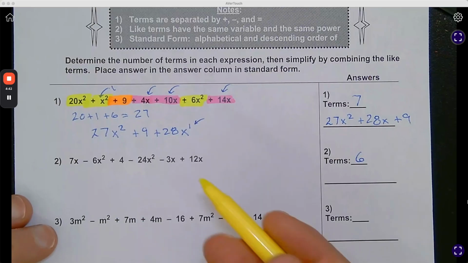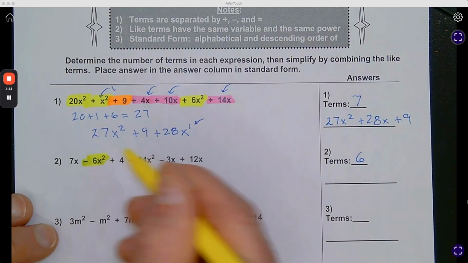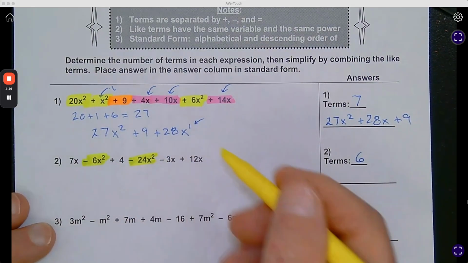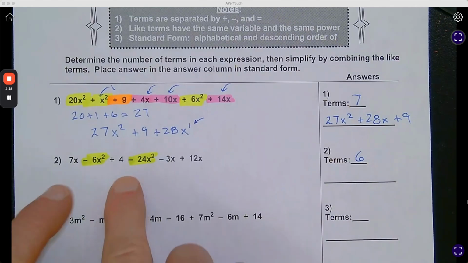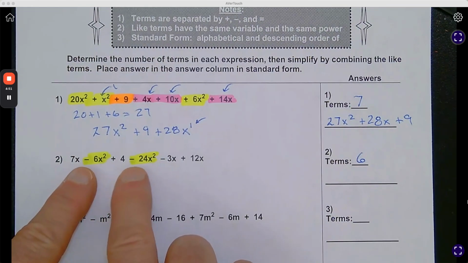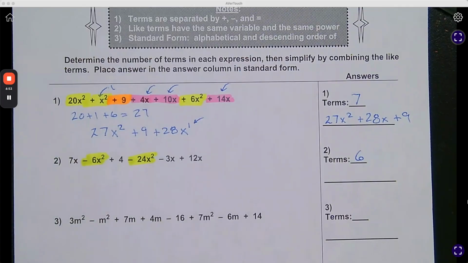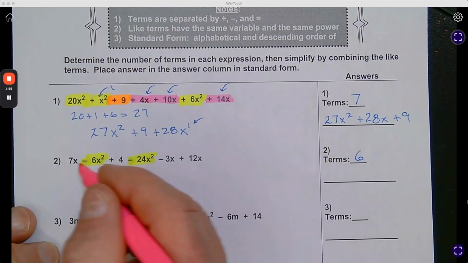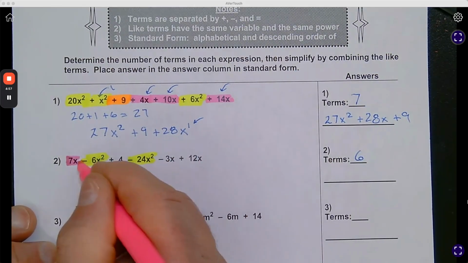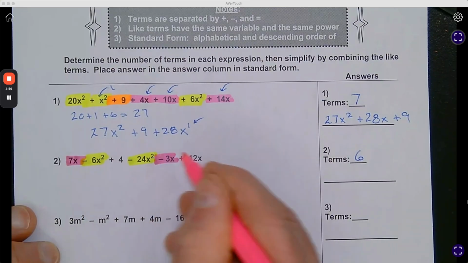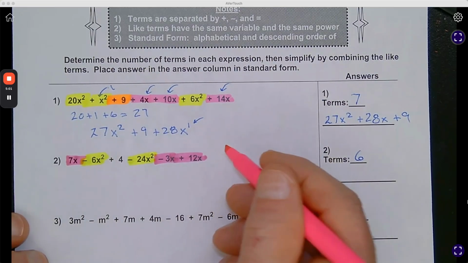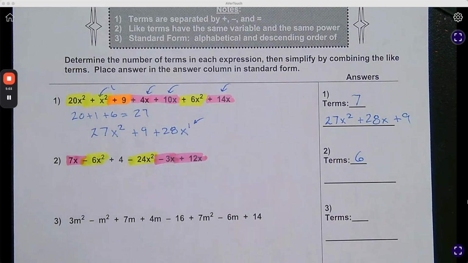So I'm going to look for all my x squareds. There's that. There's that. Notice how I took those subtractions because that makes it a negative number, right? And then I'm going to go ahead and do my x's. There's that. There's that. And then boom, we have that lone constant term again.